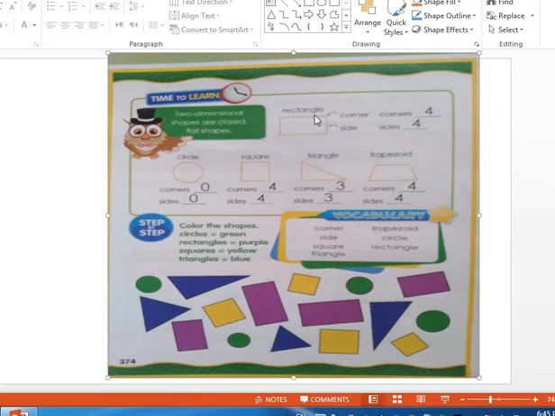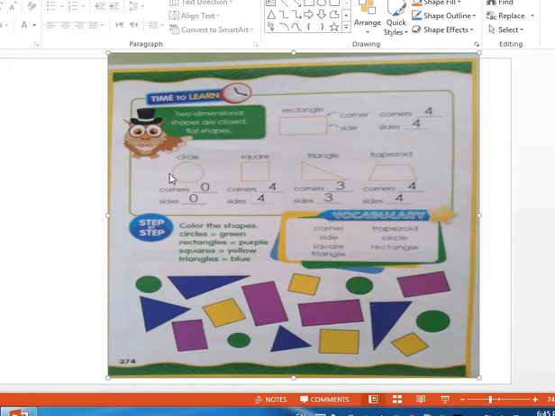Look with me. 1, 2, count with me. 3, 4. So I have here how many sides? 4 sides. And how many corners? 1, 2, 3, and 4. So I have here how many corners? 4 corners. What does the corner mean? The corner means where the sides meet at. These are points where the sides meet at. So I have here 4 corners and 4 sides.